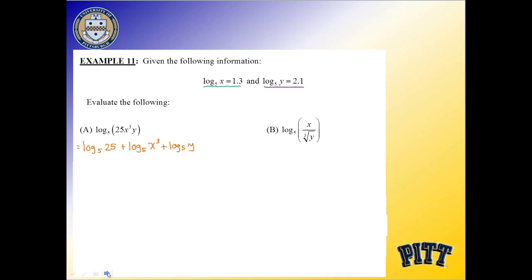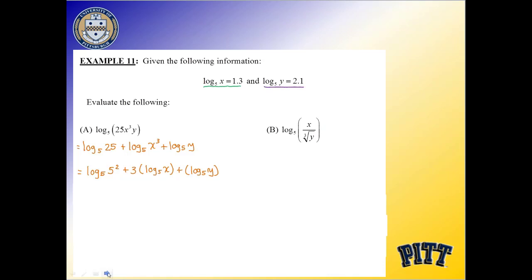The log base 5 of 25 is something that we should really know. We're going to get to that point in a second, though, but I can also write 25 as 5 squared. The middle one, log base 5 of x cubed: because of the power property, or the exponent rule for logarithms, I can move that exponent in front and make it a multiplication. So I have 3 times the log base 5 of x plus the log base 5 of y, which I have in parentheses because I know I'm going to do a substitution. Where I see log base 5 of x, I'm going to replace it with 1.3. Where I see log base 5 of y, I'm going to replace it with 2.1.